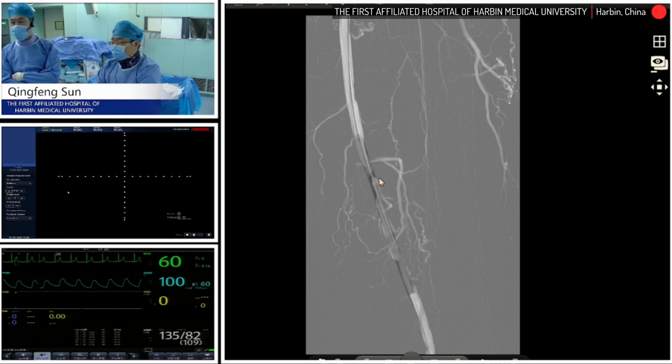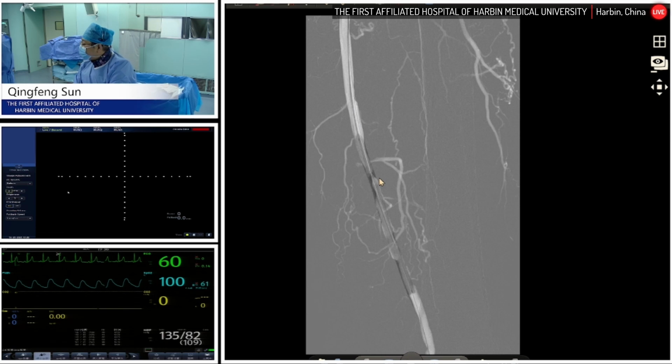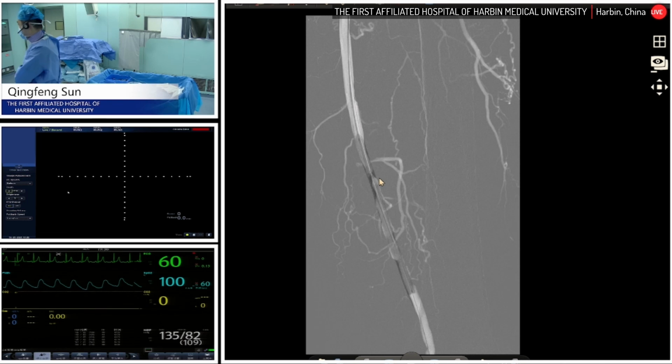Dr. Sun, we have a few more questions from the audience. Yeah, please go ahead. Except for the approach you are using, what do you think of the use of rotational atherectomy for this case?